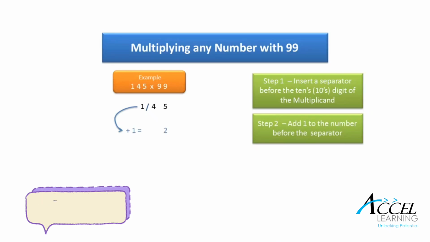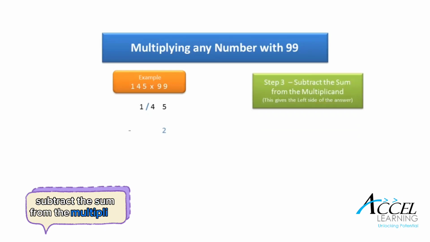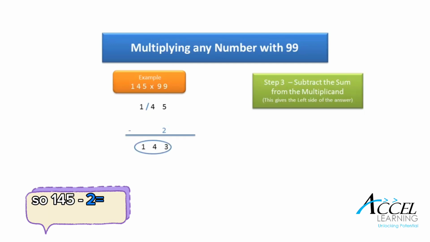Step 3. Subtract the sum from the multiplicand. This gives the left side of the answer. So 145 minus 2 equals 143.